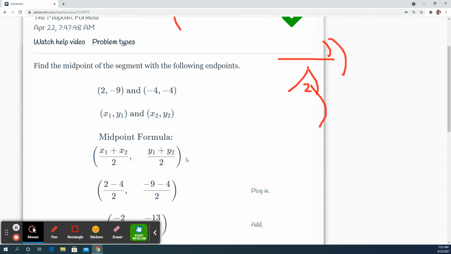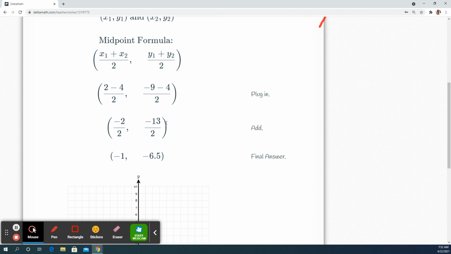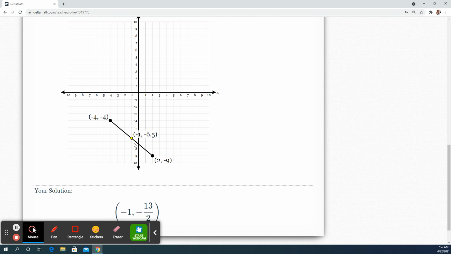x1, y1, oh, they did it exactly how I did it. I like writing the formula first, read it in the problem, write it out. And yes, they are okay with that. Then that would be the decimal answer. And then there's the graphic. It's the middle point between these 2 points. So graph it if you need to.